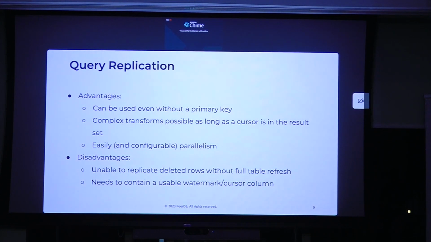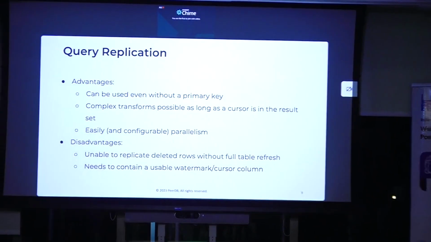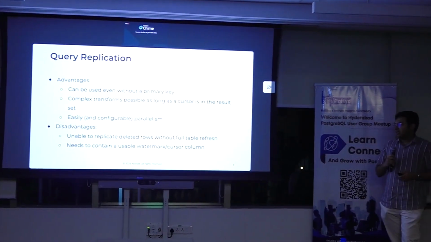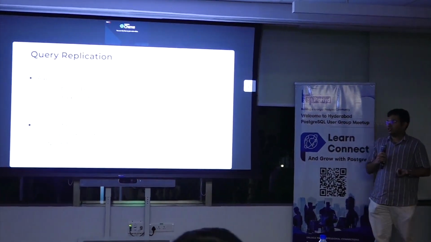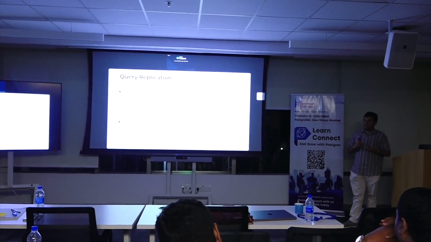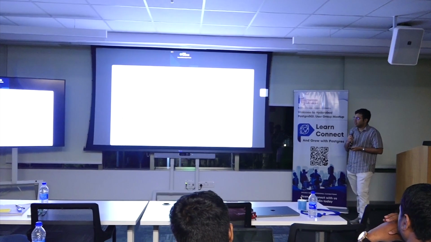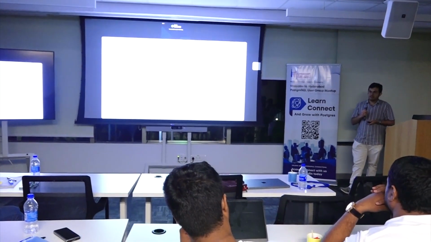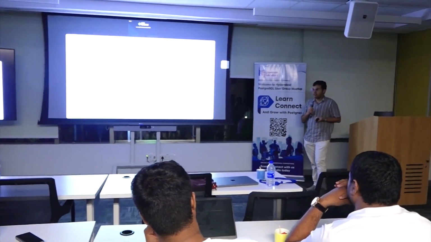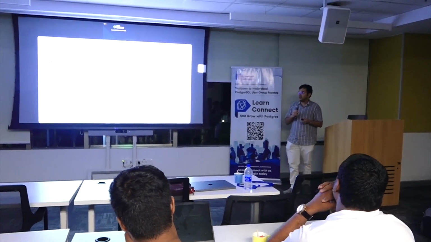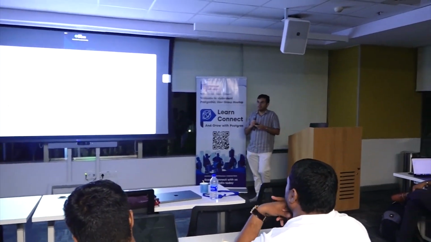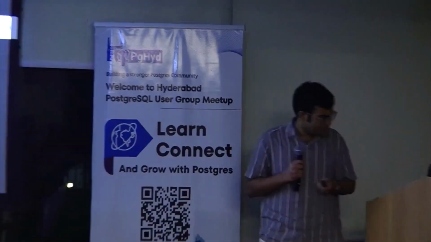The disadvantages of this are you can't replicate deleted rows without a full table refresh. As I explained earlier, you can't replicate deleted rows until you read the entire result set again and reconcile the changes. And you need to have a watermark / cursor column. So if you can't have a cursor that's meaningful in your result set, you can't really use this method of replication. The way we decide between the two means is based on the customer's requirements for latency and whether they need deletes, and we set it up for the customer based on what their requirements are.